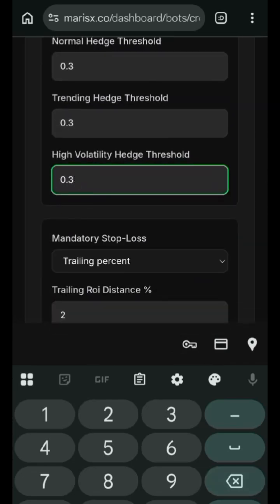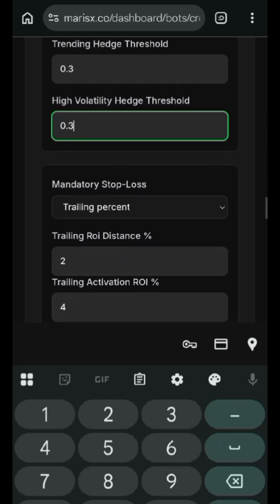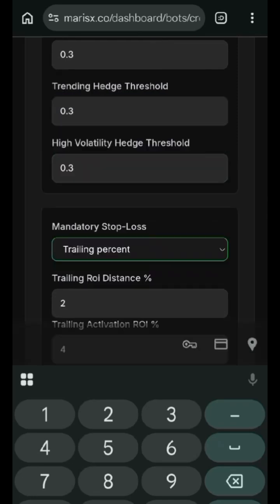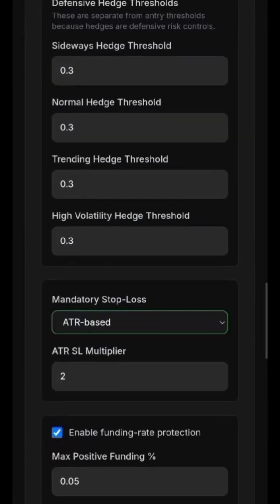All right. And then mandatory stop loss. Now for this, we are not using stop loss. The reason we are not using stop loss is because sometimes the trade may still go in your direction after it hits your stop loss. So even when we used to do manual trading, for those of you that have gone through my crypto trading course, I always prefer dollar cost average over fixed stop loss. So here we have fixed stop loss, we have ATR based stop loss, and also we have trailing percent.